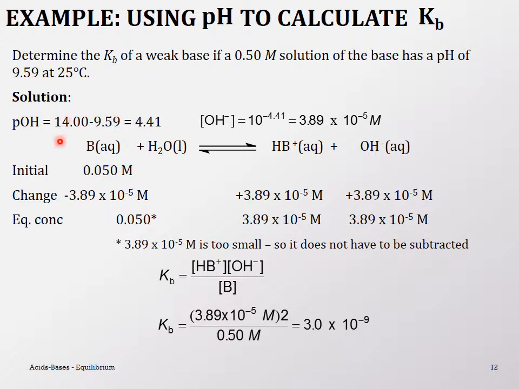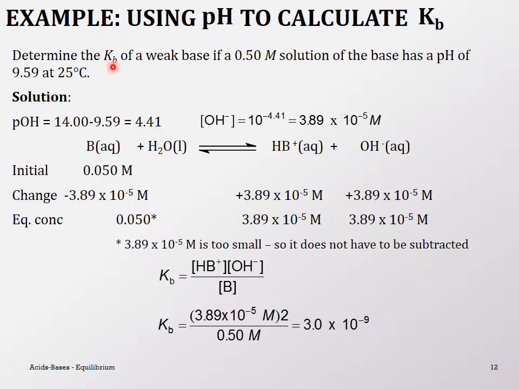So here is how you would start solving the problem. First of all, since you are given the pH, you should figure out the pOH, because we're going to use the pOH to figure out the concentration of the hydroxide ion. There is another way you can do this, but this is the easier way. So pOH would be then 14 minus 9.59, which is 4.41. Then to figure out the hydroxide ion concentration, you take the inverse log of 4.41.